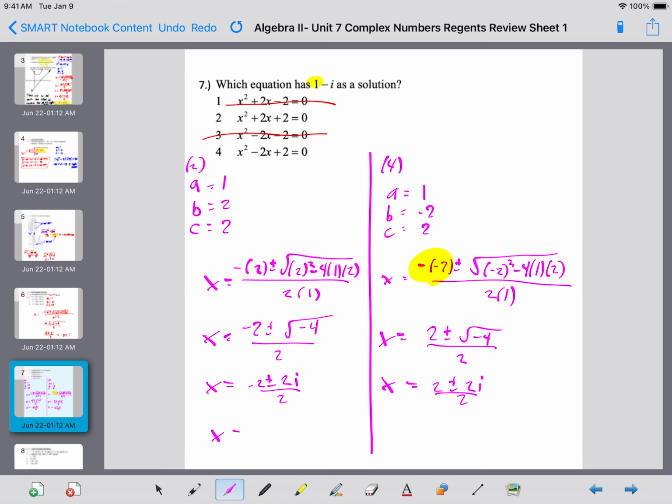And lastly, we want the one that's positive, so that's option 4. Option 4 would be your answer.